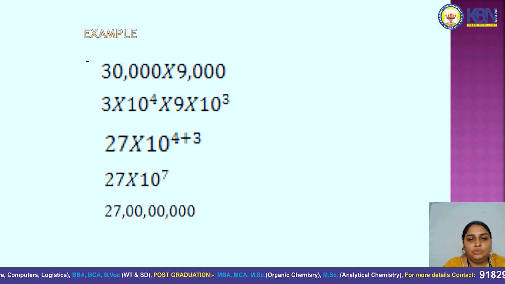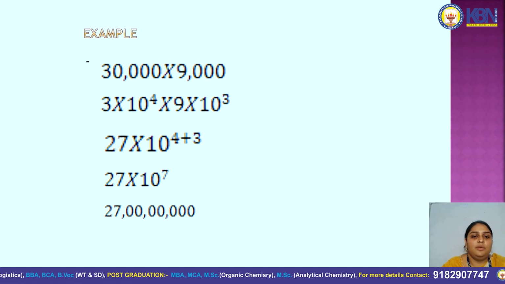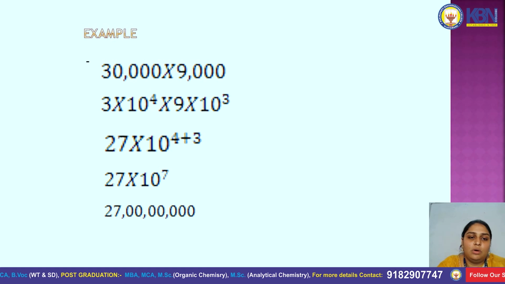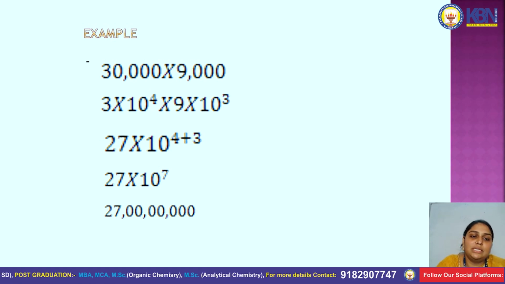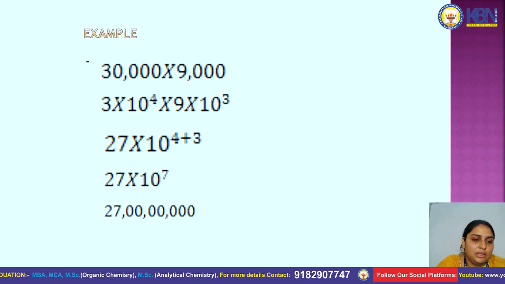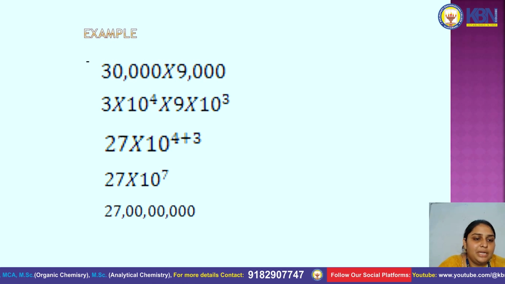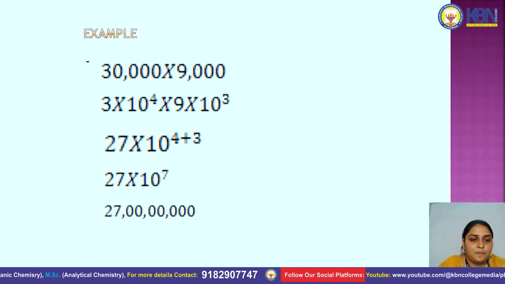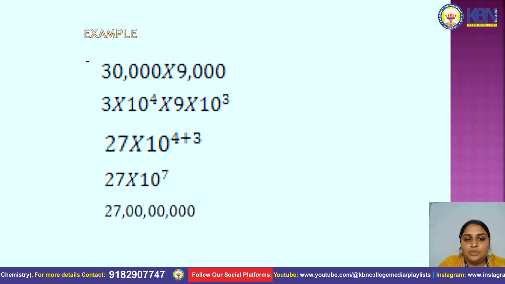30,000 into 9,000. Here, when we have a large number or a small number, we have to use scientific notation. That is, we can separate the number by using the 10. If it is a large number, we can multiply the number with a 10 power, and if it is a small number, we can divide the number with a 10 power. That is, we are using positive exponent and negative exponent. Here in place of the real number, we have to use the 10.